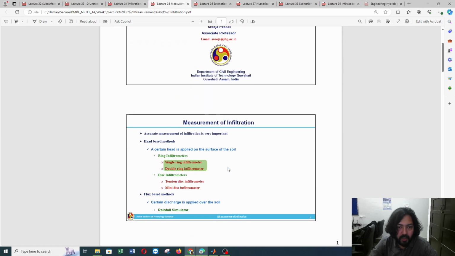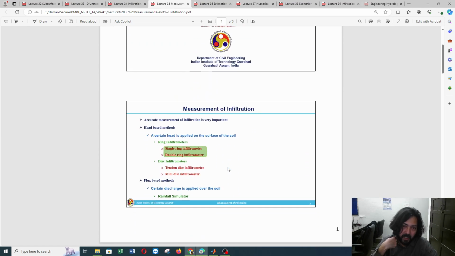Now let us see what the different methods are to measure infiltration. Before, when we talked about rainfall, there were instruments called recording and non-recording rain gauges, right? When we studied evaporation, we studied an instrument called the evaporation pan. Then when we talked about evapotranspiration, we studied an instrument called the lysimeter. In the same way, when we want to record or measure infiltration, the instrument which is most commonly used is called the ring infiltrometer.